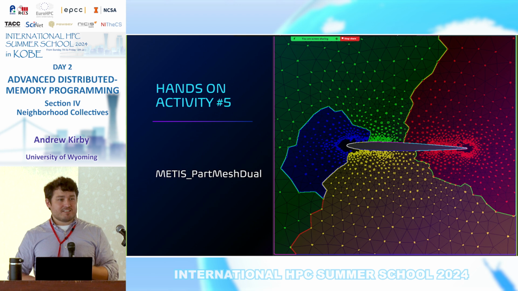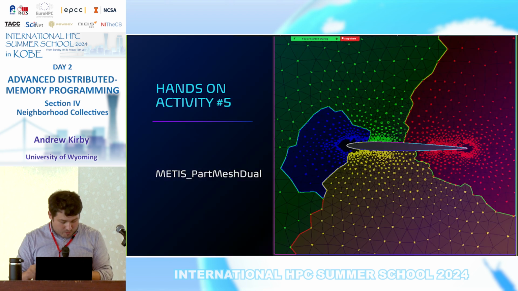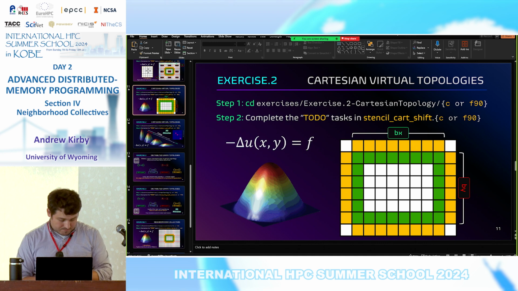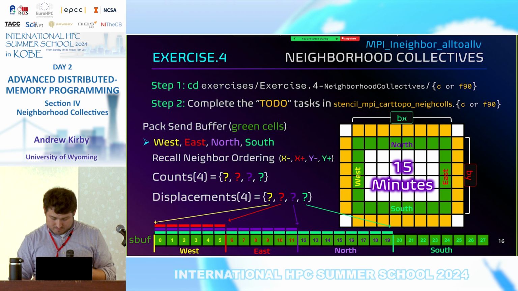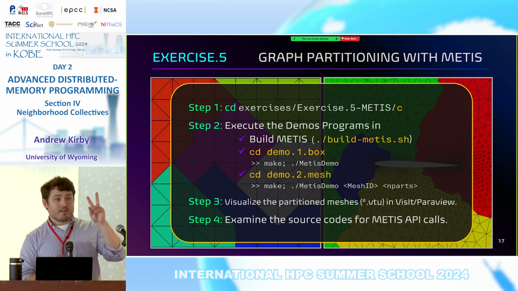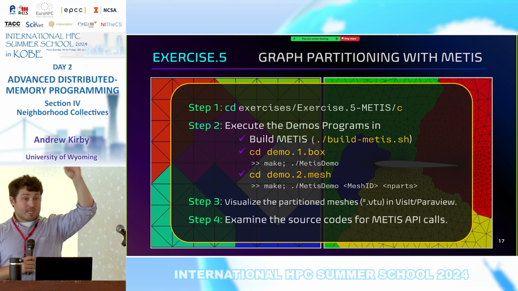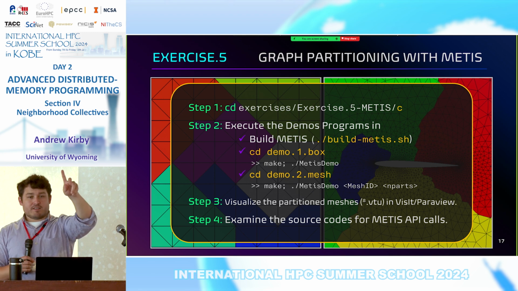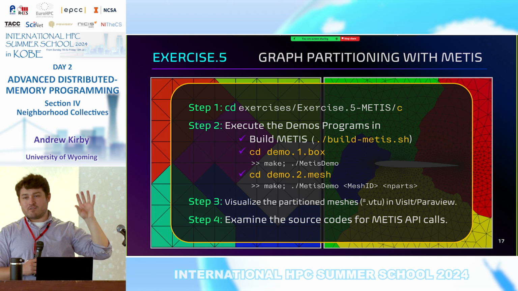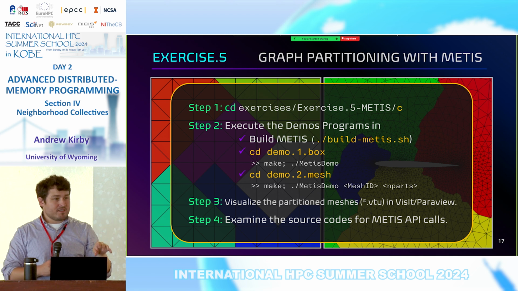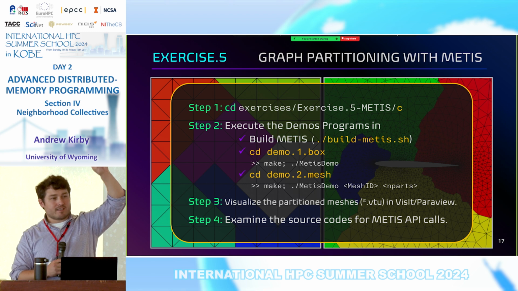Okay, so last demo, you guys have survived, hopefully. We're going to do part mesh dual. I did not make this. All you guys have to do is make it and run it. Okay? So on this one, I'll open that up. So here's the thing. Inside of exercise 5, there's a couple steps. The first thing you have to do is build the METIS library, which is already packed in there, and I already wrote the script. Build metis.sh. Just run what's in the yellow.